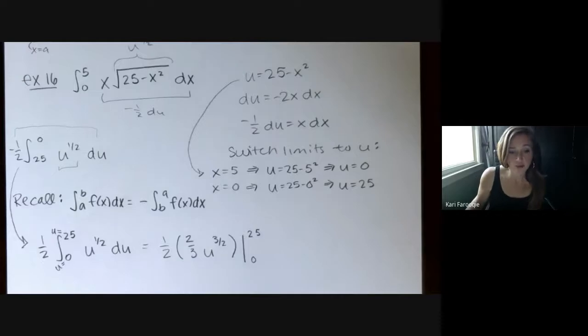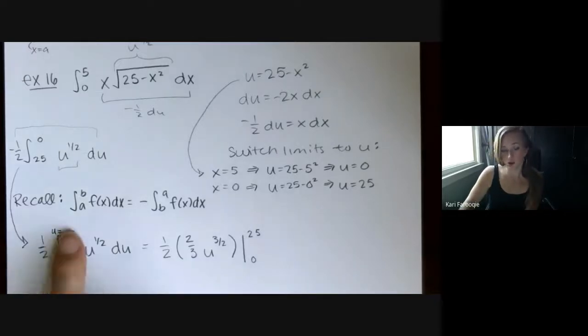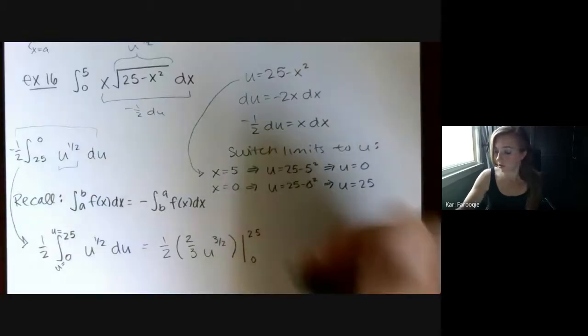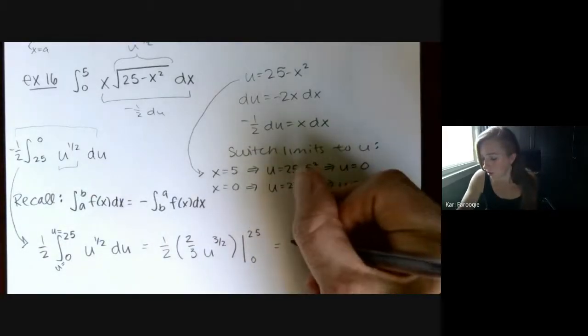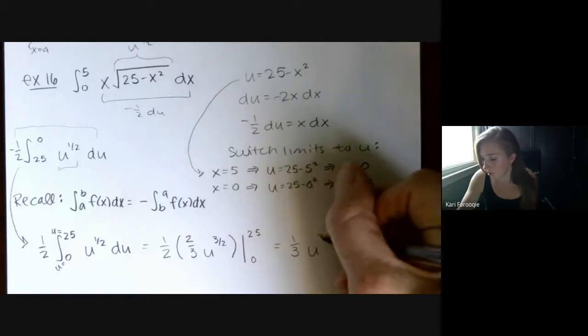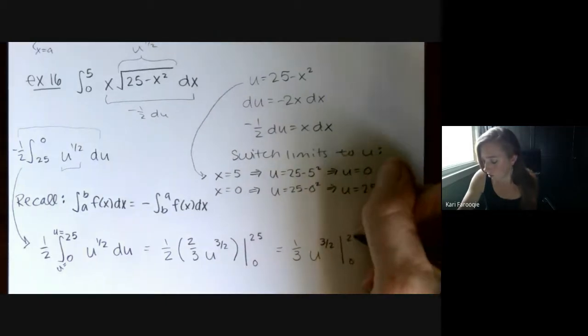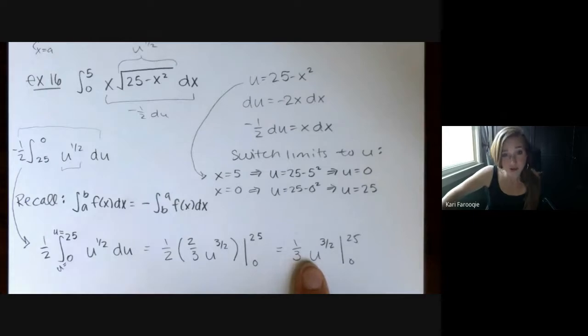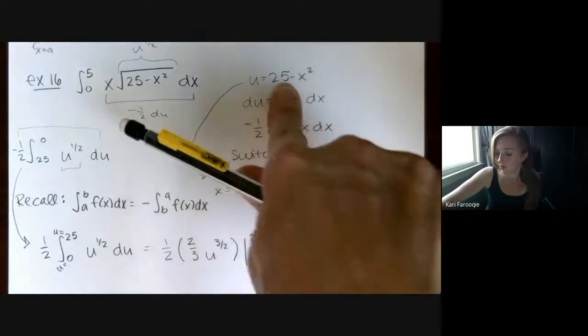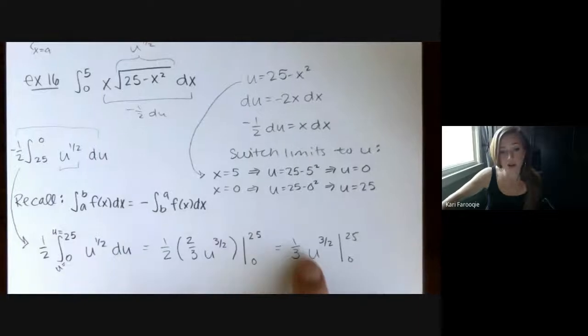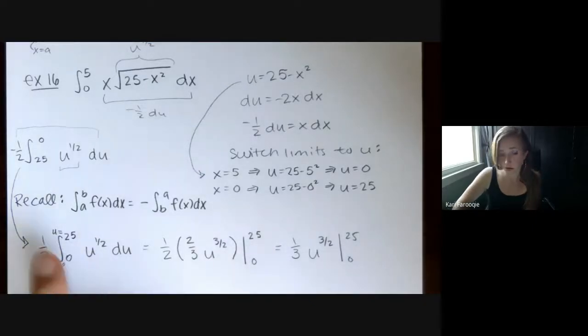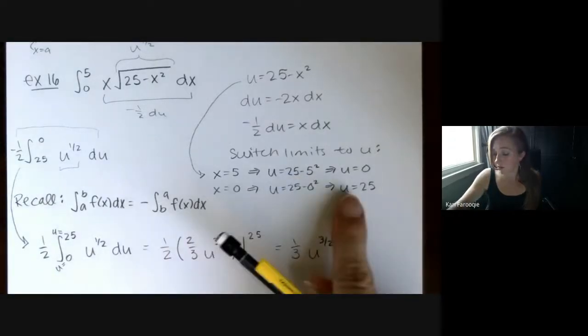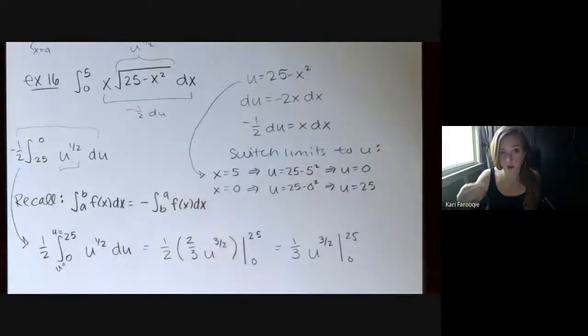So what I was saying at the beginning is that sometimes students switch their limits to u limits, and then they'll go here and say, okay, well, this must be 1/3. Okay, fine, u to the 3/2 from 0 to 25. And then they back substitute and say, well, u is 25 minus x squared, and they plug that back in here and keep these limits on. Don't do that. You have to decide if you're going to do this method or if you're going to back substitute. The nice thing is that you've already done basically the back substituting by switching to u limits.